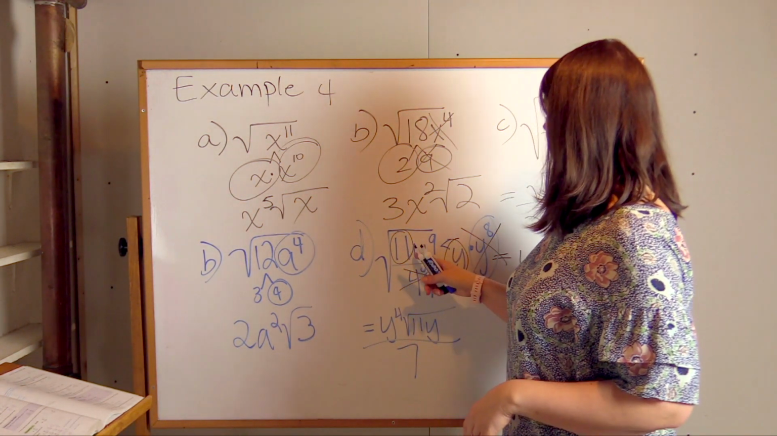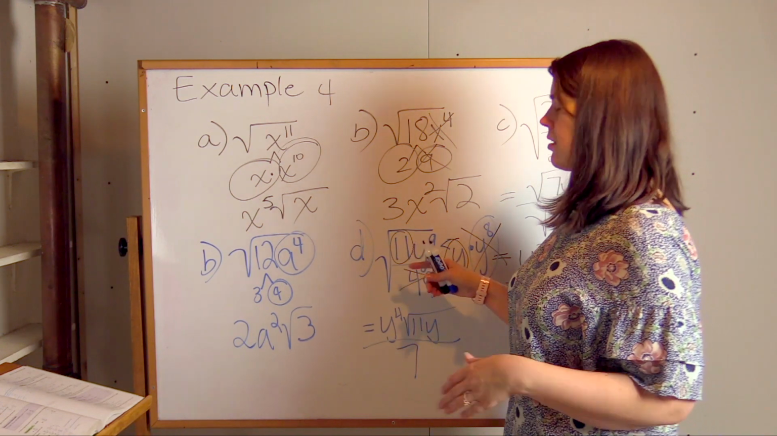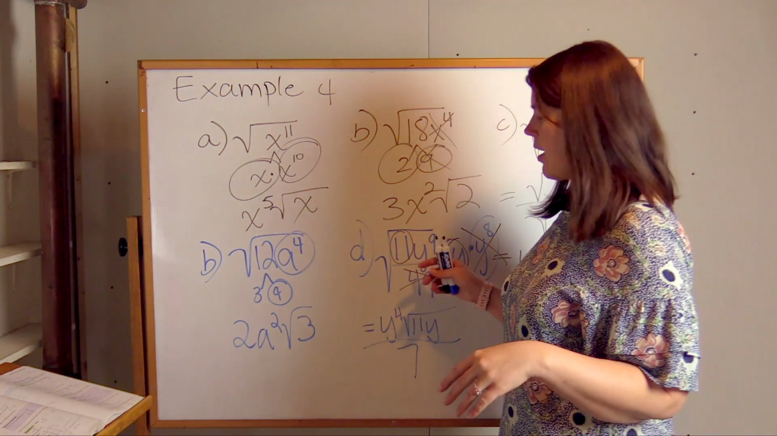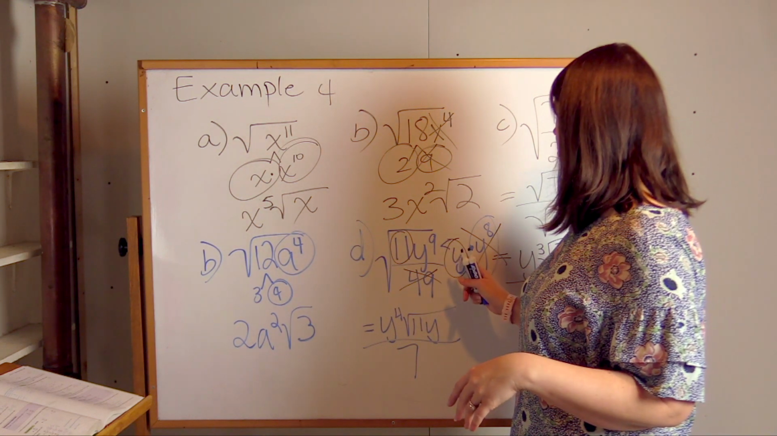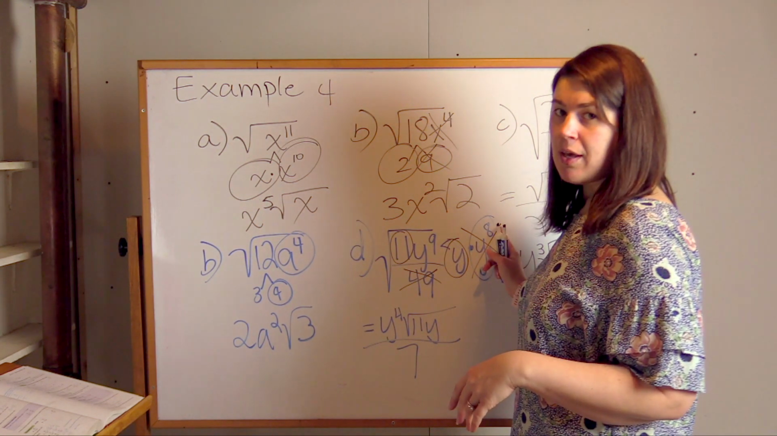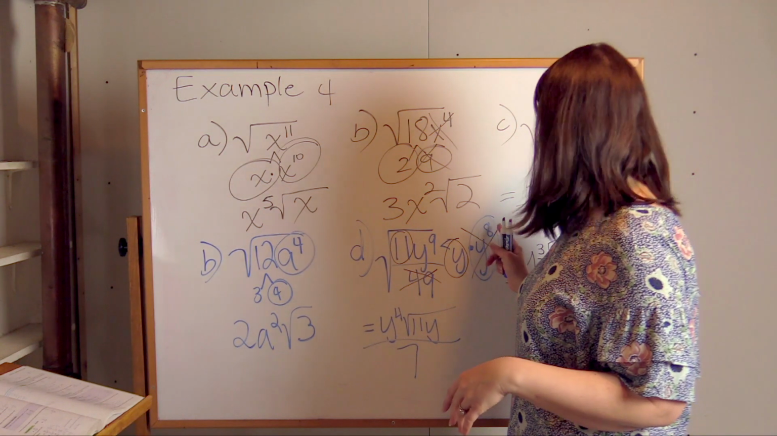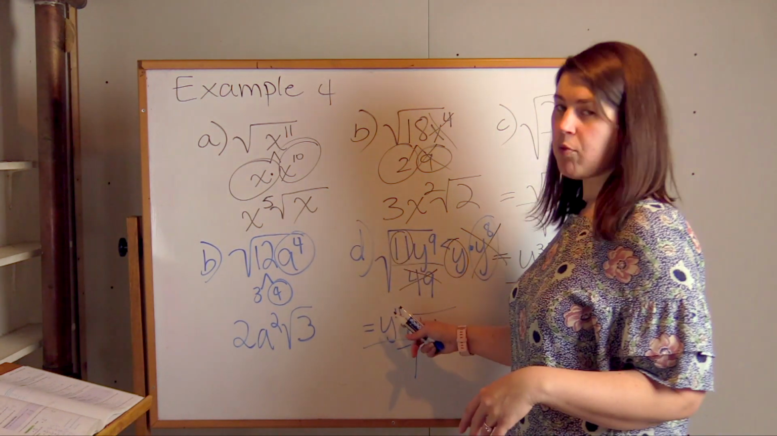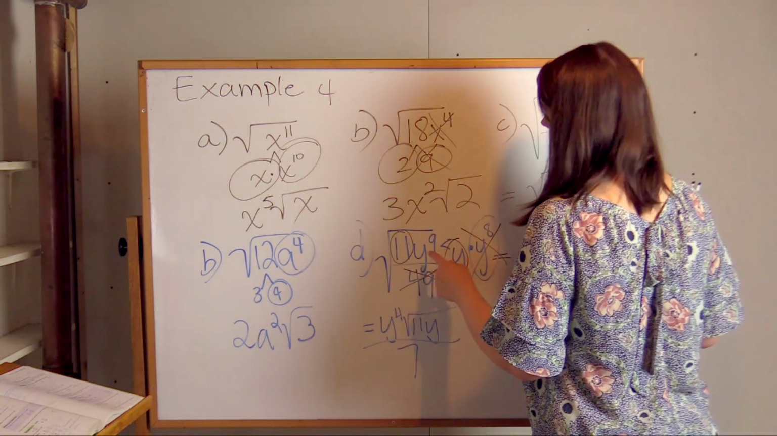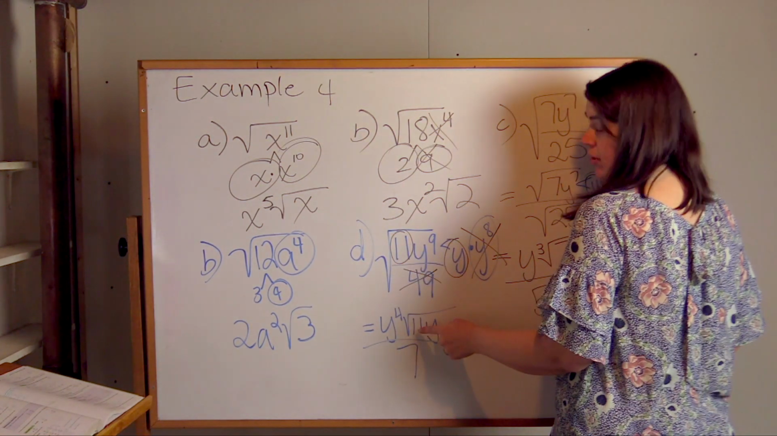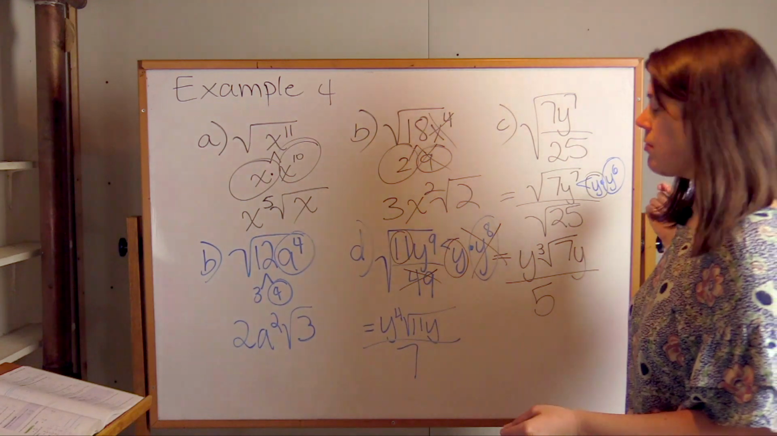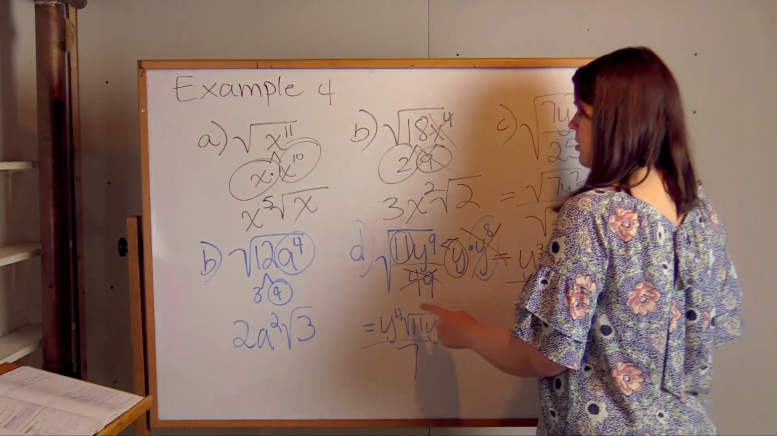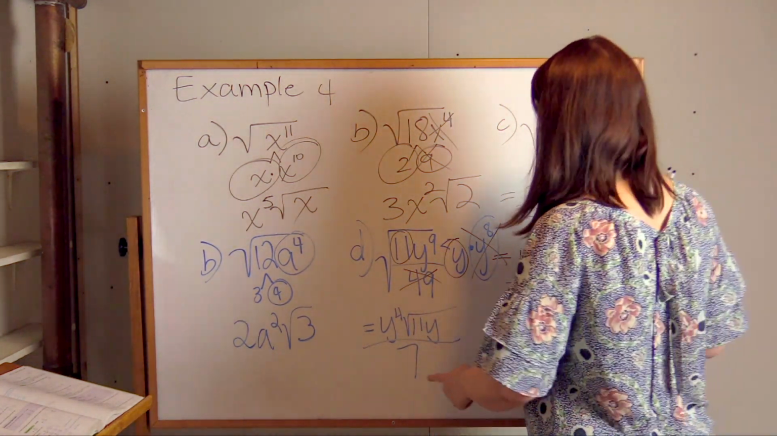So with this, then I noticed that 11 can't go anywhere. It's prime. It's going to stay. Y to the 9th, though, can be broken up. So I broke it into y times y to the 8th. Y to the 8th is a perfect square. So 8 divided by 2 becomes y to the 4th. What's left behind on top? The 11 is still there. And I still have a leftover y that was not able to be used. On the bottom, the square root of 49 is a perfect square. So 7.